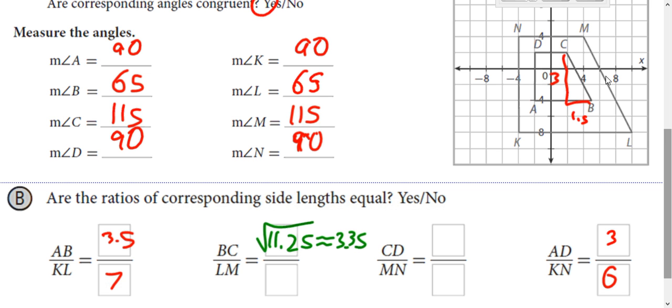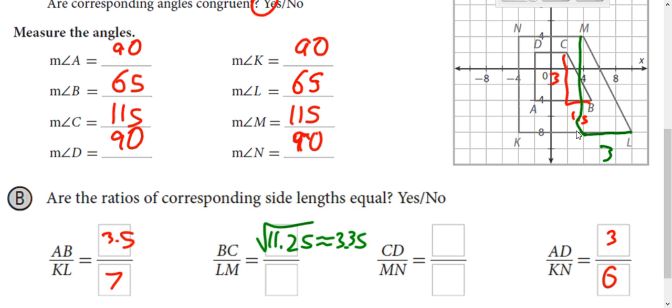And then LM, you do the same thing. It's got a length of 3 there, and it goes up 6. So 3 squared plus 6 squared, that's 45. So square root of 45. That's 6.7. You do a similar thing with CD and MN to get the, oh, those are flat. So CD is 2, MN is 4. That's pretty easy also. So we know all the sides here.